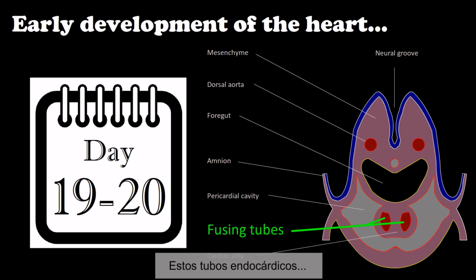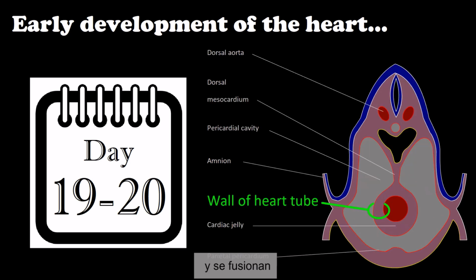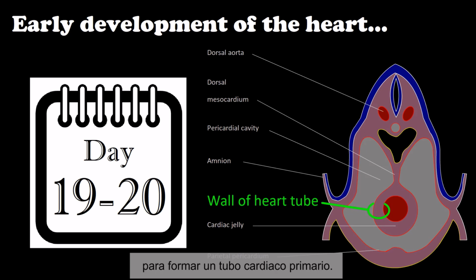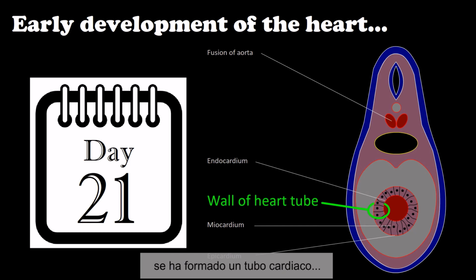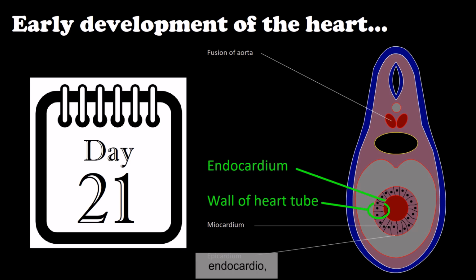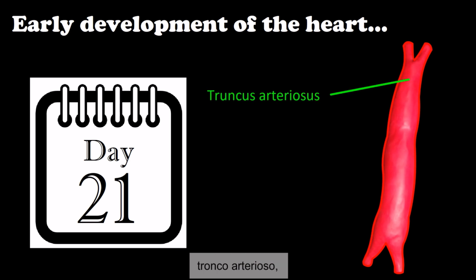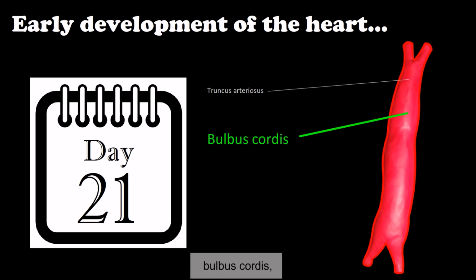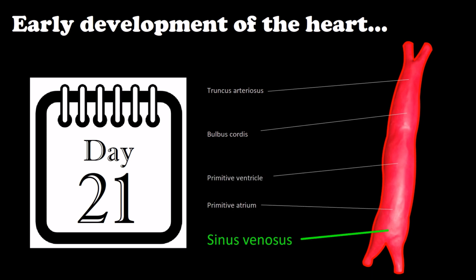These endocardial tubes migrate simultaneously to the internal portion and fuse together to create one primitive heart tube. In this manner, in just a few days, there has been shaped a cardiac tube with three perfectly differentiated histologic layers: endocardium, myocardium, and epicardium, and with five cavities: truncus arteriosus, bulbus cordis, primitive ventricle, primitive atrium, and sinus venosus.